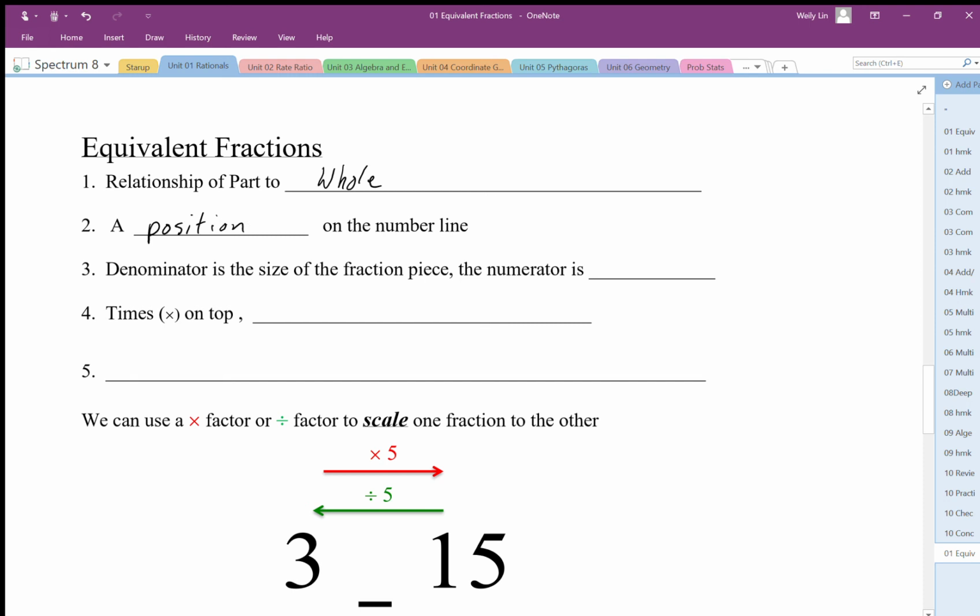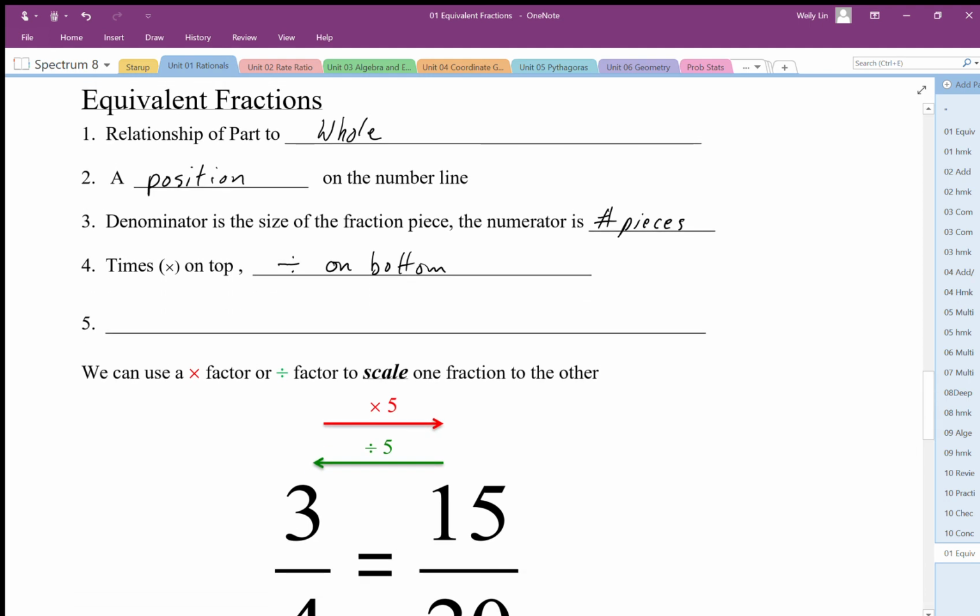Okay, so if the denominator is the size of the fraction's piece, the numerator is the number of pieces. Okay, and if we have times on top, we have divide on bottom. Again, if we can just think in this kind of simple way, we can make many math problems much easier by doing this. And for number 5, you can put in another one there for whatever other ways you've been able to describe and look at fractions, right? If you have something that is different than what's written here, make sure you record that and note that in your notes.